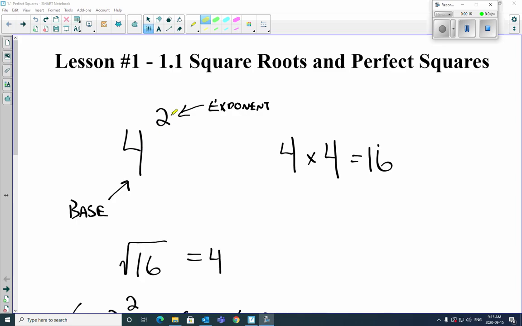What that means, it doesn't mean 4 times 2. It means 4 times 4. It's whatever the base is times itself however number of times. So we can see that's 16.